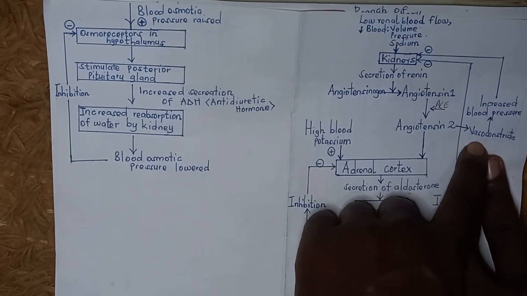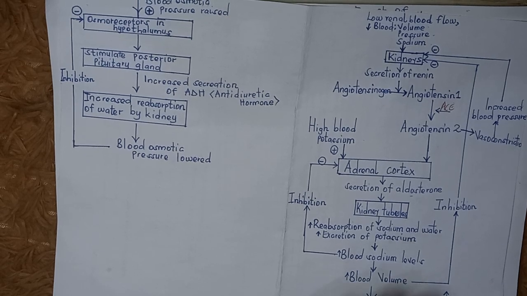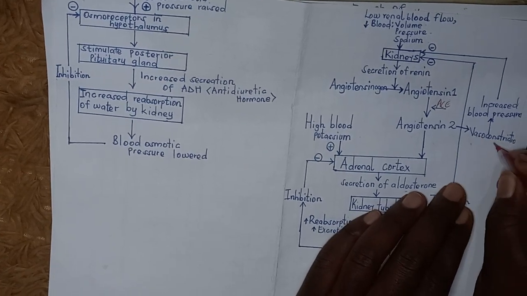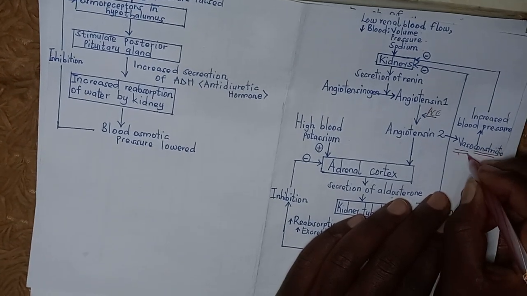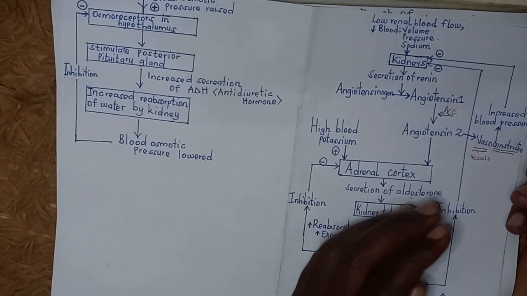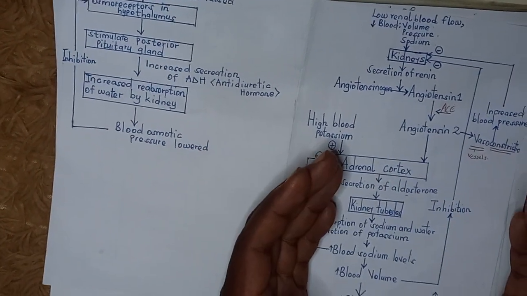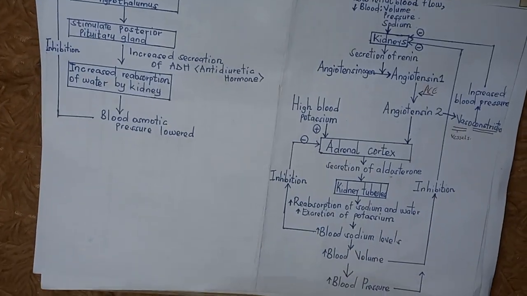So vasoconstriction, by stating vasoconstriction, we mean the constriction of the blood vessels. So here it is constriction of the blood vessels. So what will happen when the blood vessels constrict? Blood vessels, when they constrict, they bring about high blood pressure.